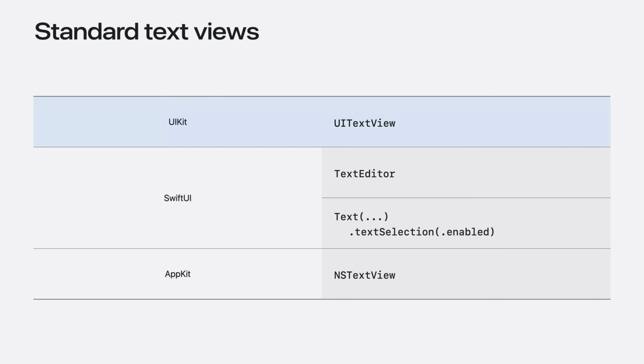With UIKit, using UI text view on iOS will give you a rich text experience from the get-go, as will text editor in SwiftUI. You can even use a simple SwiftUI text view with selection enabled and benefit from these features on all Apple platforms. For those of you building macOS apps, using AppKit's NS Text View or the SwiftUI views discussed will give you these benefits as well. When the constraints of your app allow, you should always try to use these components.